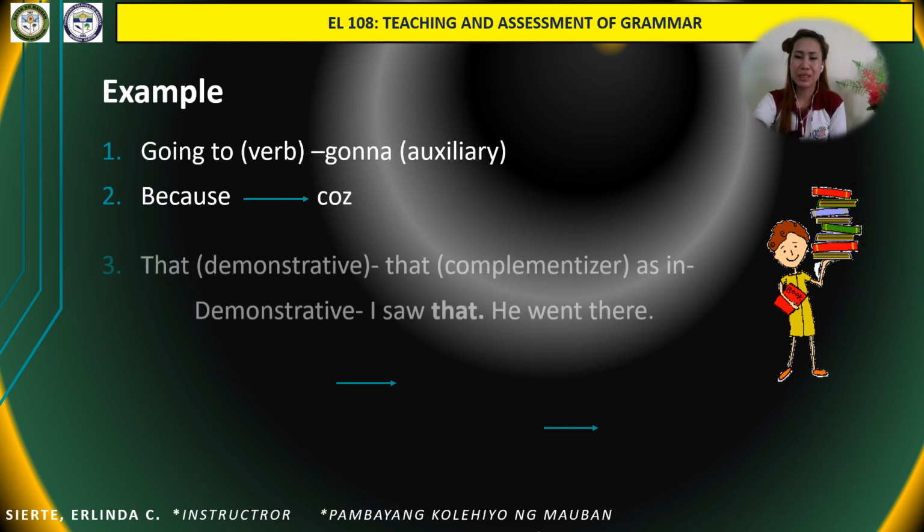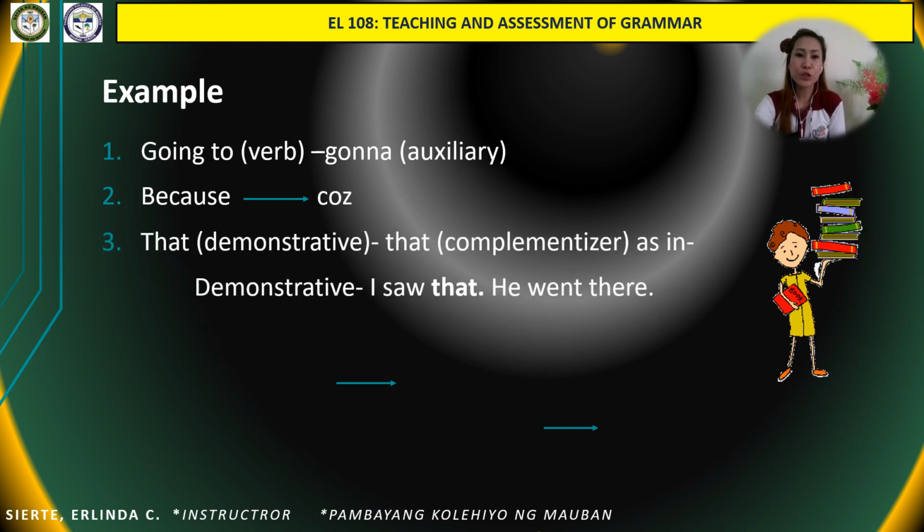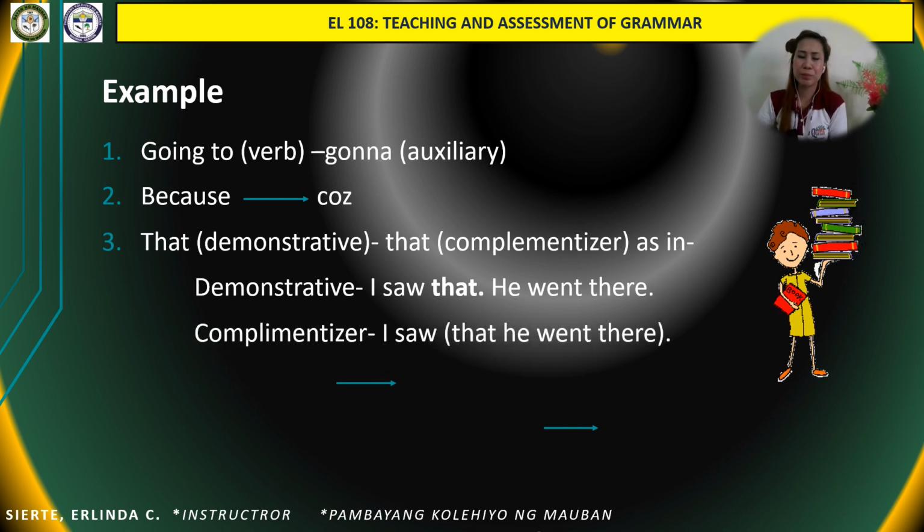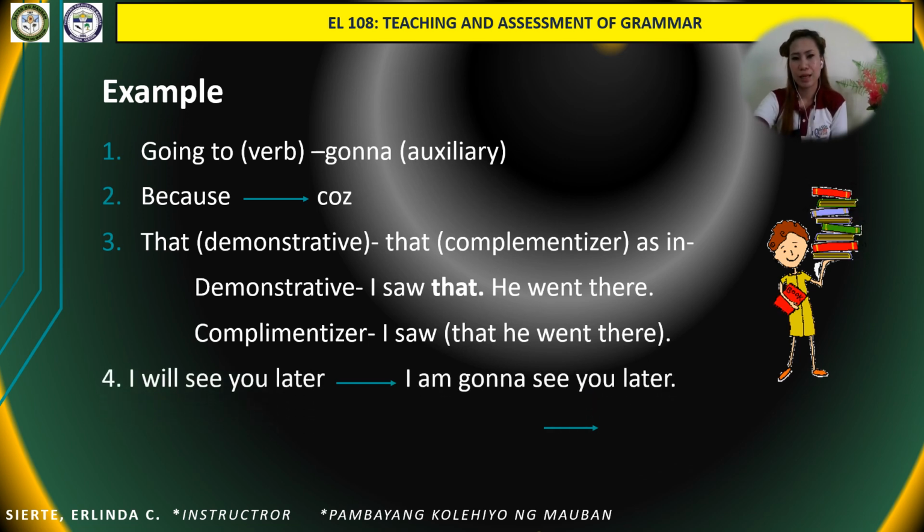The second one, because or cause. The third one, the word that, which is demonstrative, and then that, which is a complementizer. For demonstrative: I saw that, he went there. So that is demonstrative; the functional use of the word that in that sentence is demonstrative. How about complementizer? I saw that he went there. The word that is only complementing what he saw.